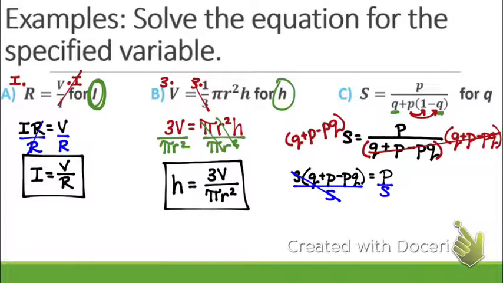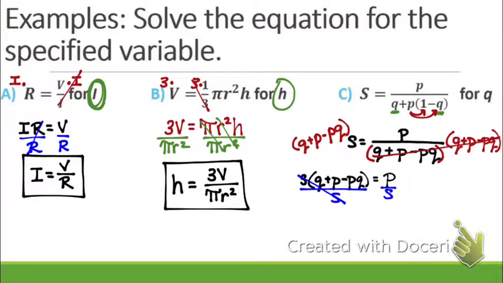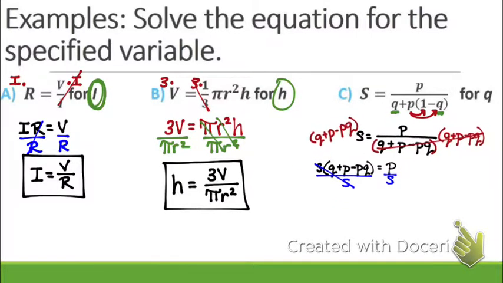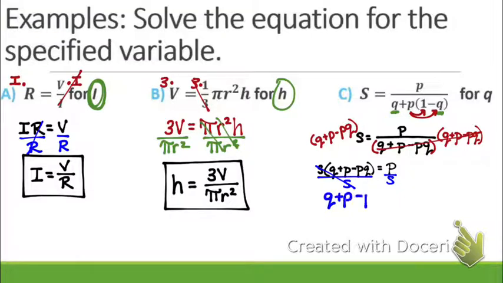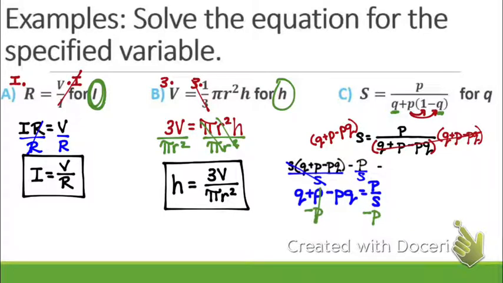And now I finally have the ability to do stuff with addition and subtraction for anything I want to get rid of, because now we're not multiplying stuff anymore. So I have Q plus P minus PQ equals P over S. Which piece do I really wish was not on the left-hand side? P. I want just the things with Q's on the left-hand side. So I'm going to subtract P from both sides. This is going to get a little bit messy. I'm going to have to swing my work around.